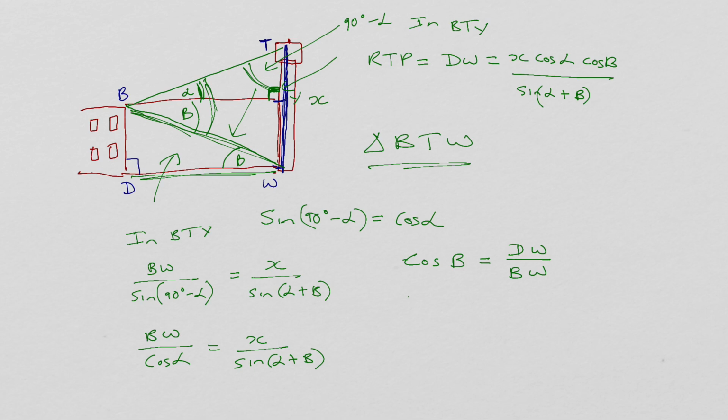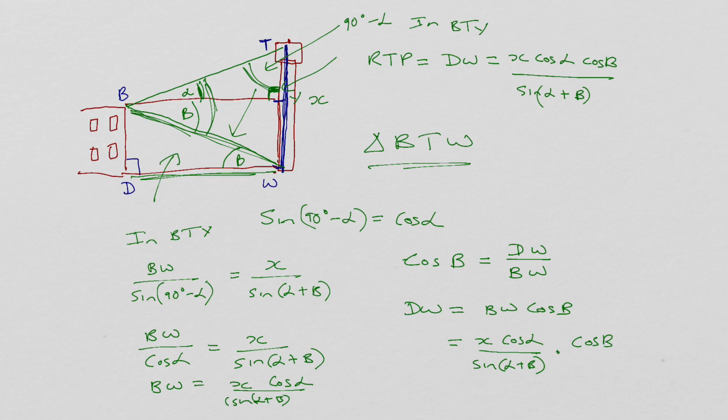So then BW, we want DW. DW is going to be BW times cosine B. And we've got BW. BW is this. I'm actually just going to finish writing it out. So BW is x cosine alpha over sine alpha plus beta. And so I'm going to just fill that in here. So I've got x cosine alpha over sine alpha plus beta times cosine beta. And then if you compare them, this is the same as this, and it's done.